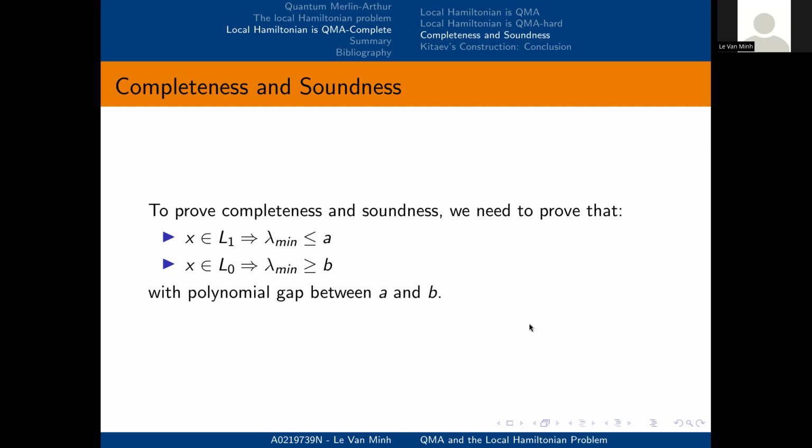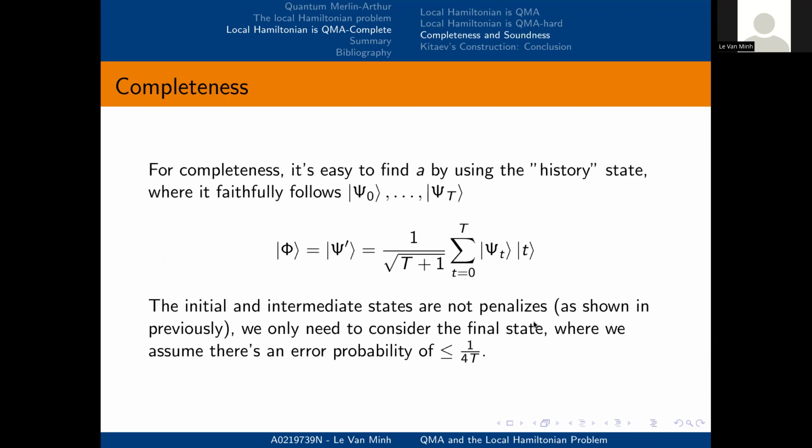To prove completeness and soundness of this local Hamiltonian problem, we need to prove that if x is in L1, the minimum eigenvalue will be less than some a and be larger than b otherwise, with some polynomial gap between a and b, as in polynomially small, not large. And now we will prove completeness. We can see it is very straightforward.